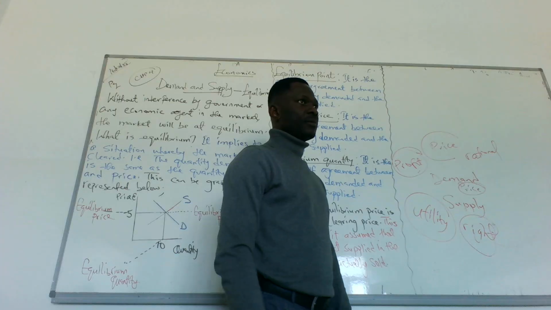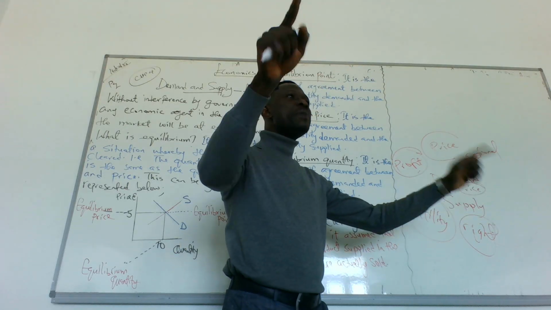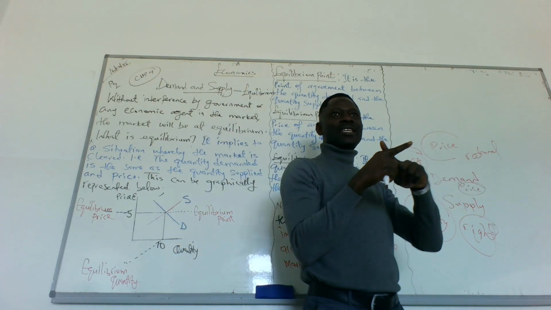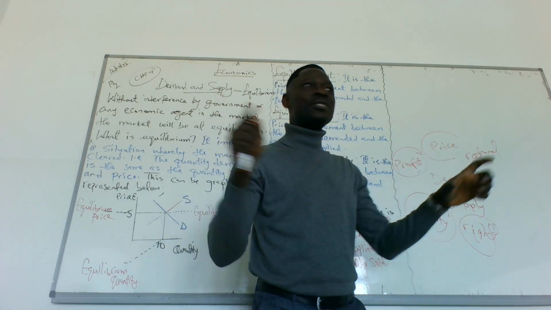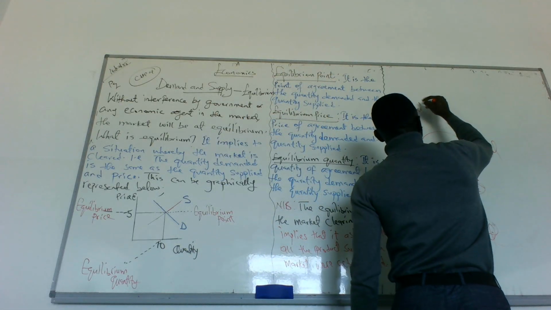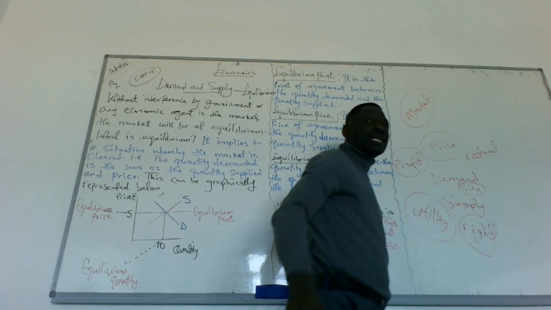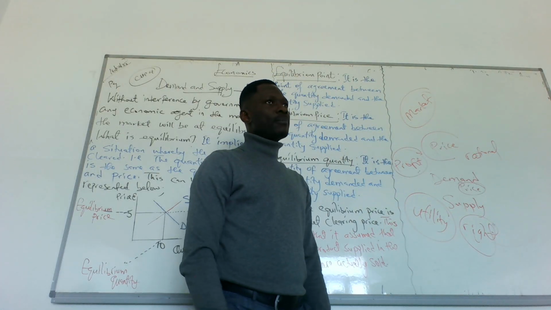Profit. So it simply means we have to meet at a point. And the point of contact between consumers and producers is what? The market. That's the point of contact between producers and consumers, yes or no?